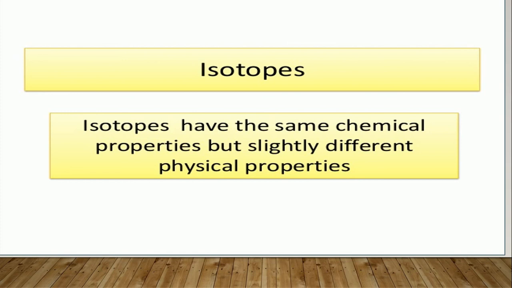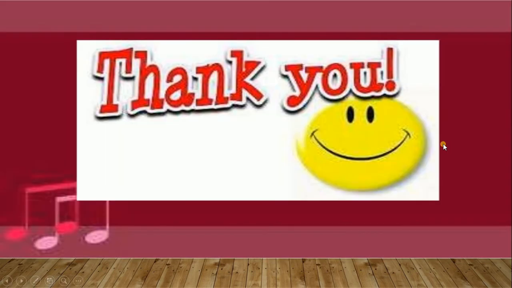But they have the same chemical properties. Whenever they take part in a chemical reaction, they always show the same character, they always act in a similar way, whether carbon-14, carbon-13 or carbon-12 is taking part in the chemical reaction. They always react in a similar way because they have the same atomic number, the same number of electrons and the same number of protons, but they differ in their physical properties. Thank you.